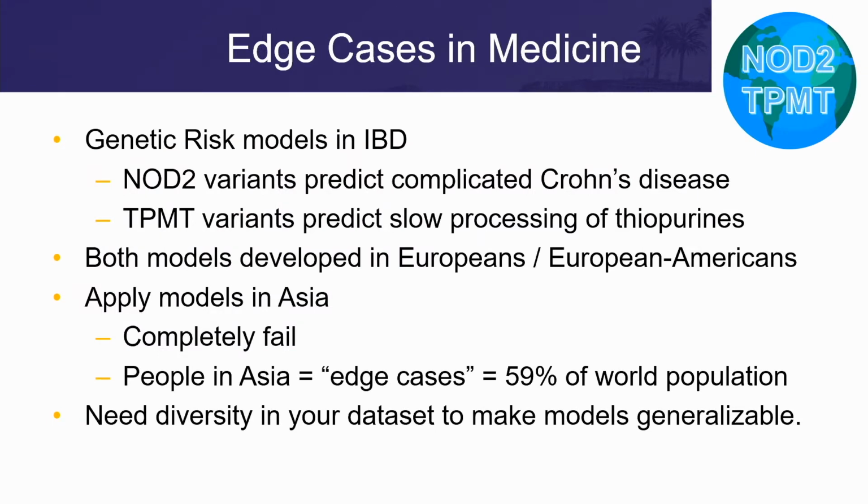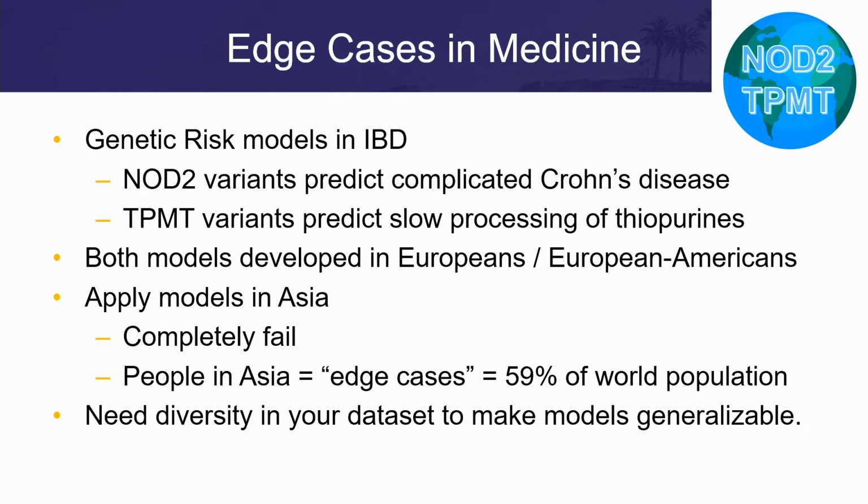So there are also edge cases in medicine. This is not a rare thing. A classic example in IBD is genetic risk models. We know that NOD2 variants predict complicated Crohn's disease. TPMT variants predict slow processing of thiopurines. But both models were developed in Europeans and European Americans.